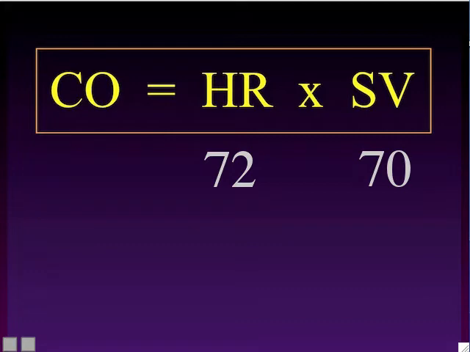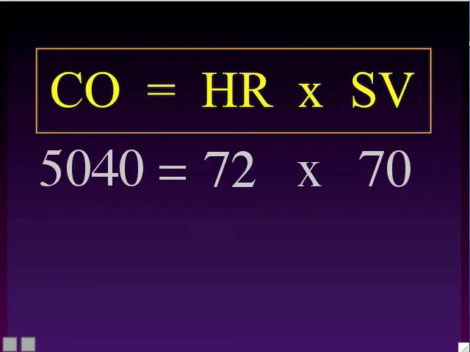So if we want to find the cardiac output of an average resting adult, we multiply those two numbers together, and mathematically that comes out to 5,040 milliliters per minute. Yes, so 5,040 milliliters per minute is an average resting adult's cardiac output. That's how many milliliters of blood their heart pumps each minute.